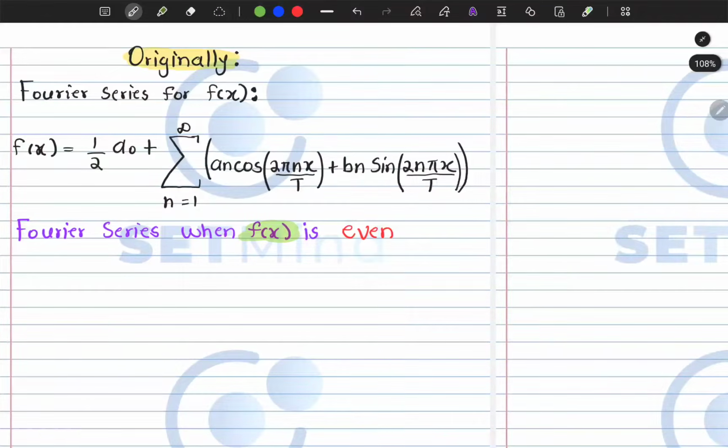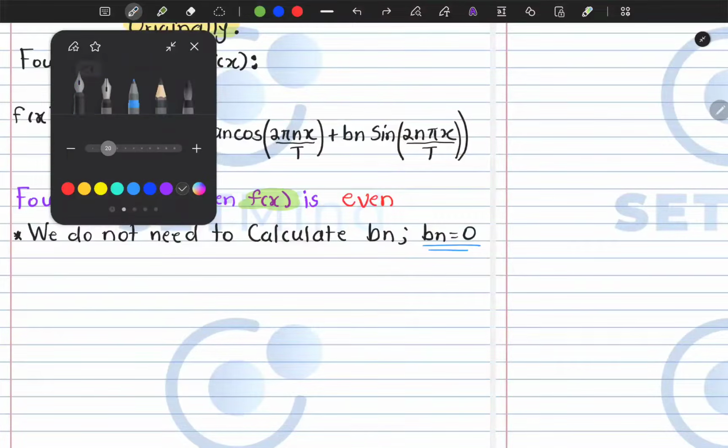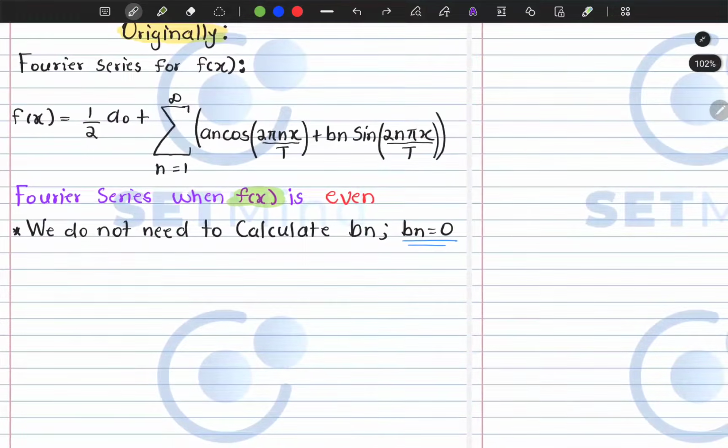So how does this equation change when f of x is even? Well, what is very important to note is that if f of x is even, there's a couple of things we don't need to do. We do not need to calculate Bn. If you do calculate Bn, you will actually find out that it will amount to 0. Bn is the component that will be multiplying our sine. Okay? And we did define what these are.